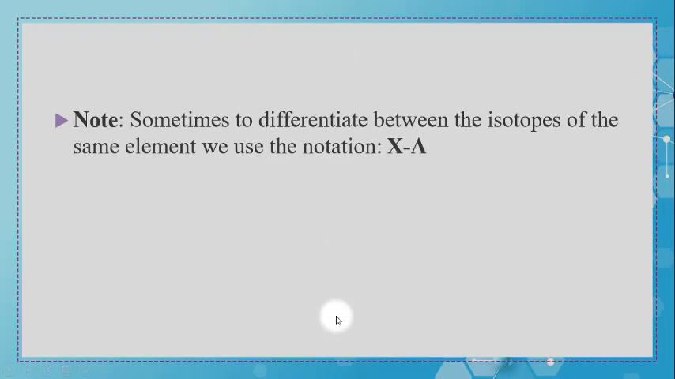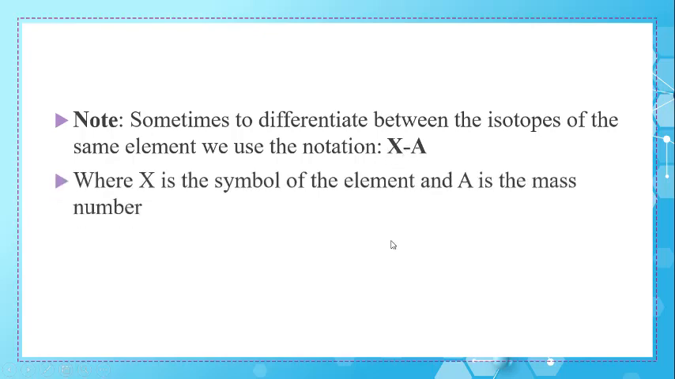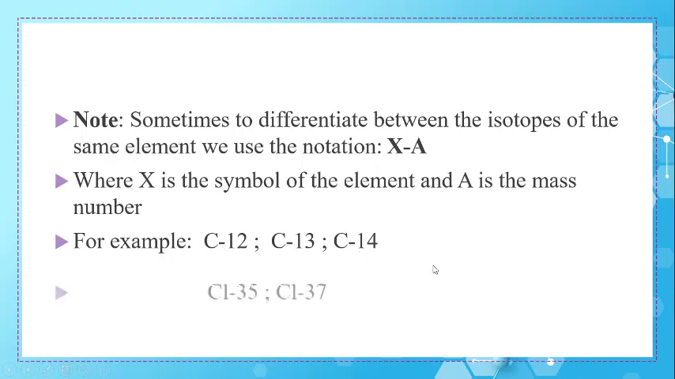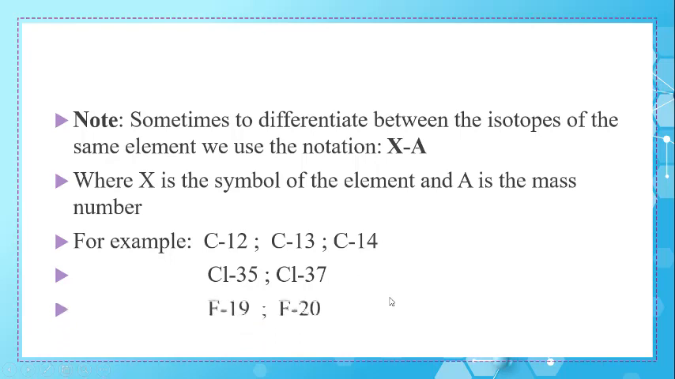Note, sometimes to differentiate between the isotopes of the same element, we use the notation XA, where X is the symbol of the element and A is the mass number. For example, C12, carbon that has A equal 12, C13 A equal 13, C14 A equal 14. Chlorine Cl35, A equal 35, Cl37, A equal 37. F19, F20.